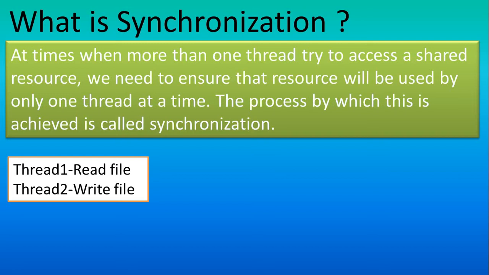Meaning sometimes it will do reading, sometimes it will do writing, or it will do writing before reading the content. So you get the wrong or unexpected output. For avoiding this you have to use synchronization. By using synchronization you can run a particular thread first, and after that you go for the second thread. So for running one particular thread we use the synchronization technique.